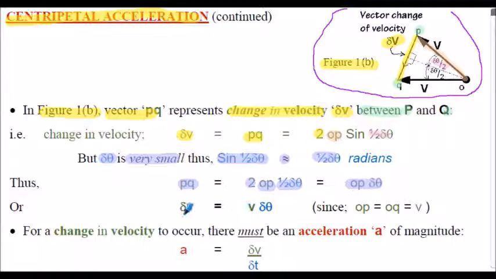So delta v can be written as v delta theta, noting that vector OP, shown here, is equal to vector OQ, shown here, and that's equal to the velocity v. From our previous work, if there's a change in velocity, then there must be an acceleration, labelled a. So linear acceleration a is defined as the change in velocity, delta v, divided by the time taken, delta t.